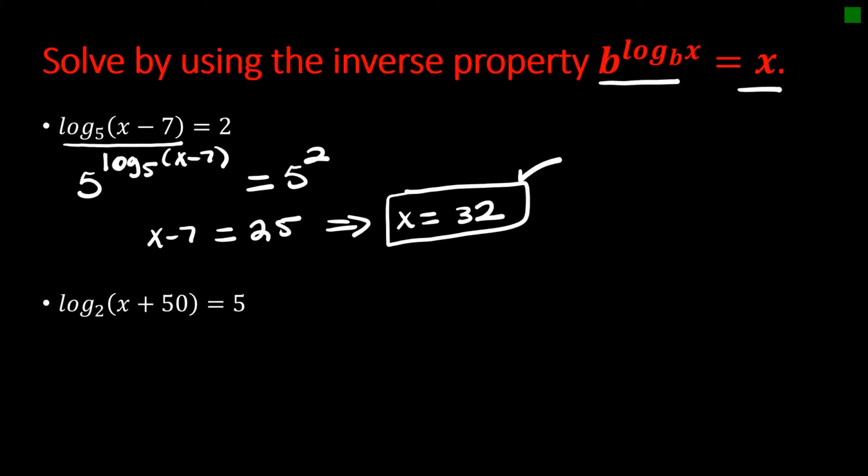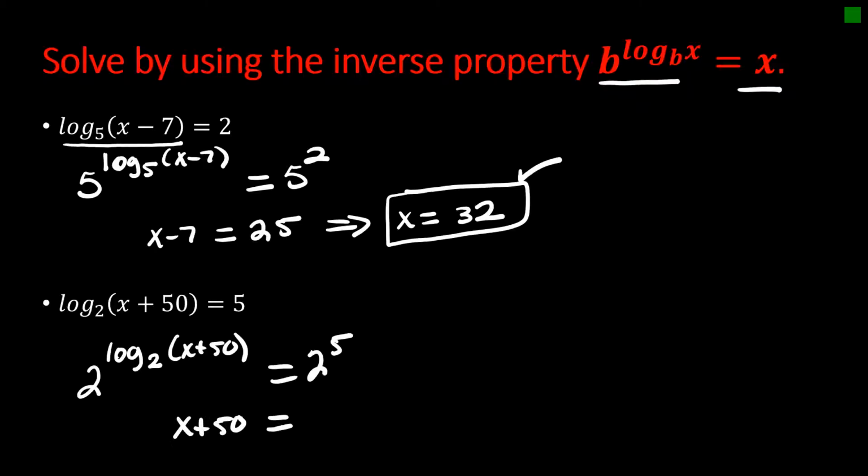Let's look at another one. We have log base 2 of x plus 50 equals 5. So let's apply 2 to both sides. 2 to the log base 2 of x plus 50 equals 2 to the 5th. So all this cancels and we're left with x plus 50 equals 2 to the 5th, which is 32. So if we go through and subtract 50 from both sides, we have x equals negative 18.